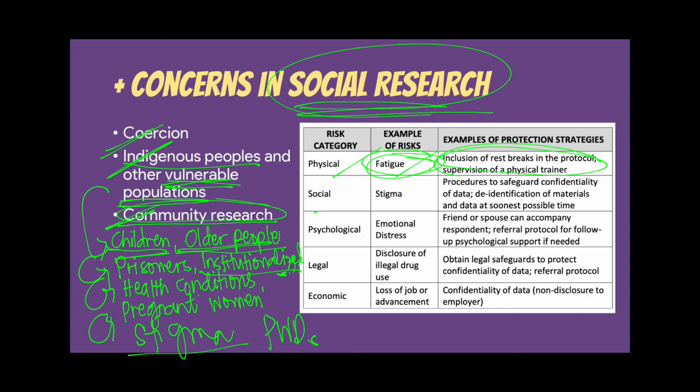An example of a social risk is stigma. So what to do in order to address the stigma. Psychological risks, for example, emotional distress. Legal risks, like for example, disclosure of illegal drug use, or economic risks, like for example, loss of job or advancement, or they might need to pay something in order to get to you. For example, they need to commute, or they have to take an Uber or Grab in order to get to you. You have to pay for that.